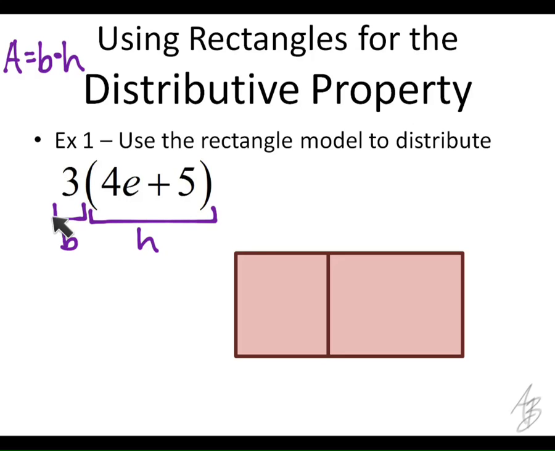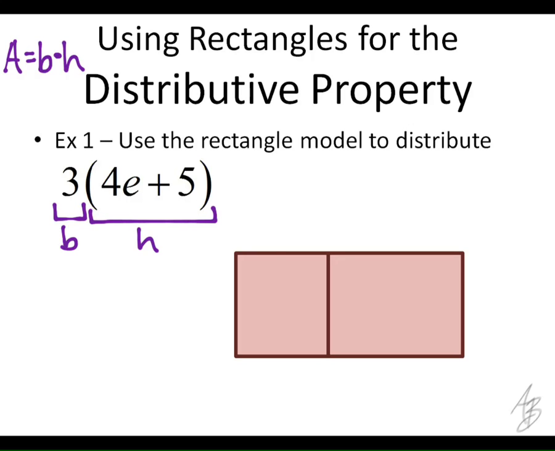So if you notice, if the 3 is the base and 4e plus 5 is the height, then to find the area of the rectangle, we're just going to take 3 times 4e plus 5, which is what we have here, right? So I want to put the 3 on one side, and I want to put the 4e plus 5 on the other side.